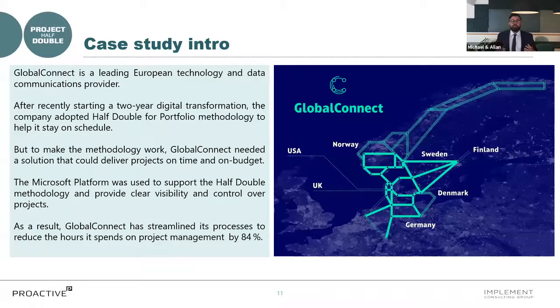And the solution we found was the Microsoft platform. That solution was the one we used to support the entire Half-Double for Portfolio methodology and provide clear visibility and control over the GlobalConnect projects. As a result, GlobalConnect is able today to streamline its process and reduce the hours spent on the project management side by 84%. Yes, that's incredible. So let's see how they did that.